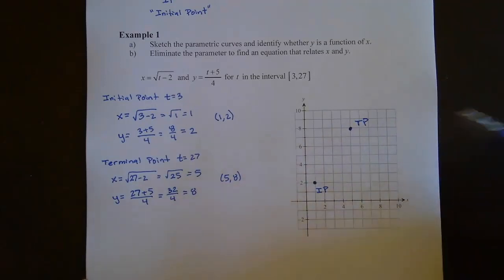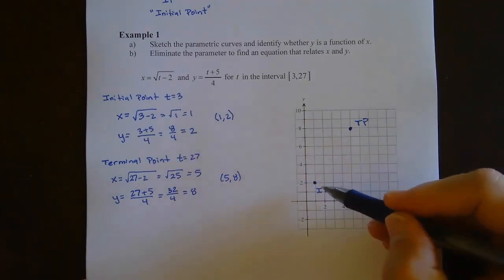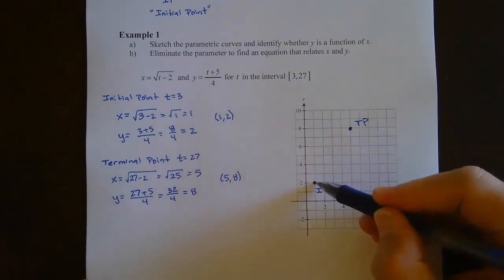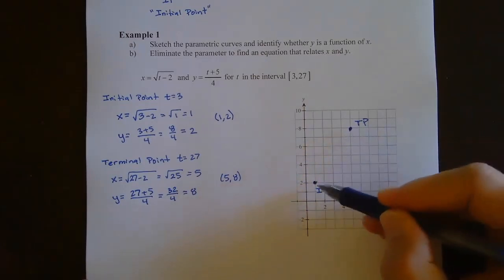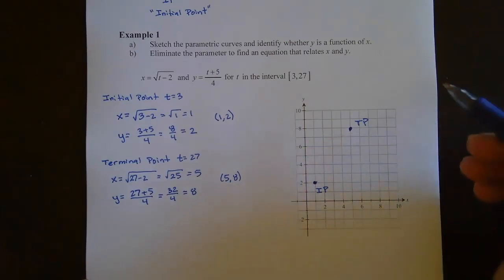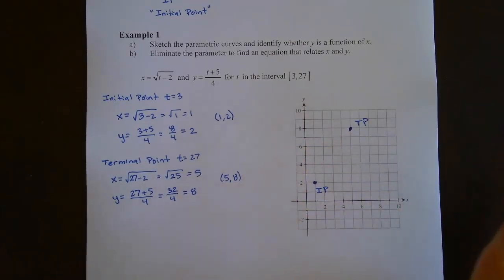Okay, and then here's the problem with this. How did it get there? Okay, so we know it started here and we know it ended here, but how did it get here? Did it go on a straight line? Did it loop around? Like, we don't know. So we would have to do a heck of a lot more points to figure that out, like a lot more points, okay?